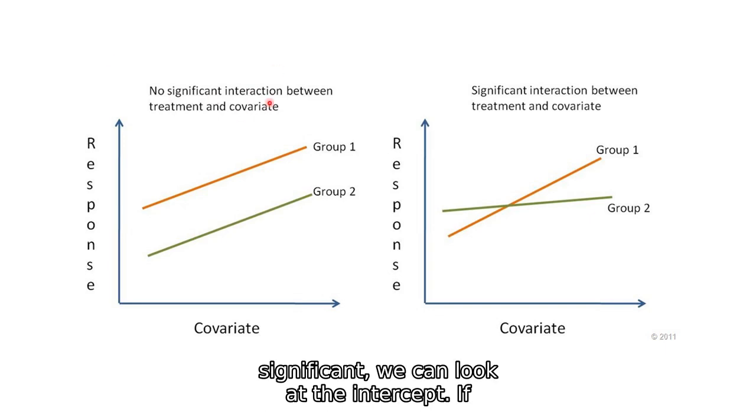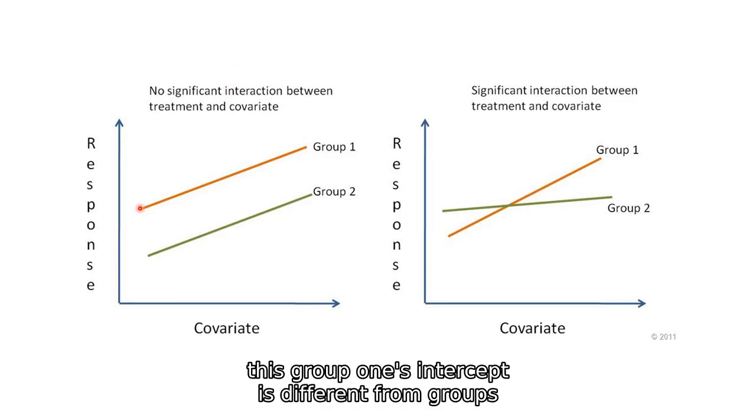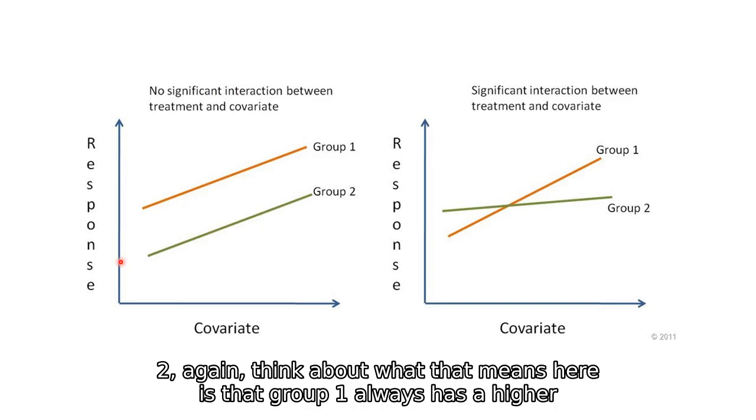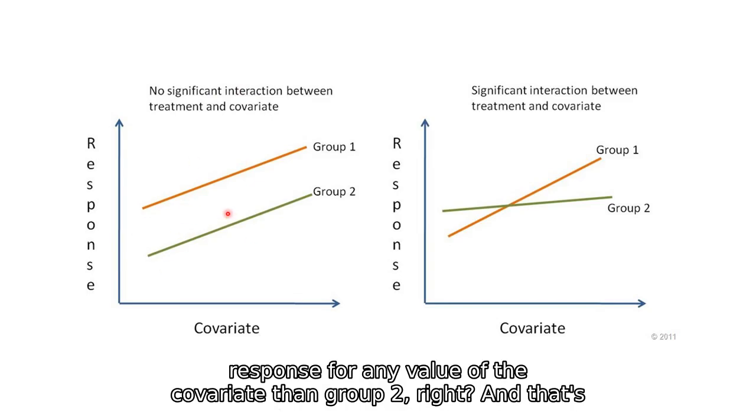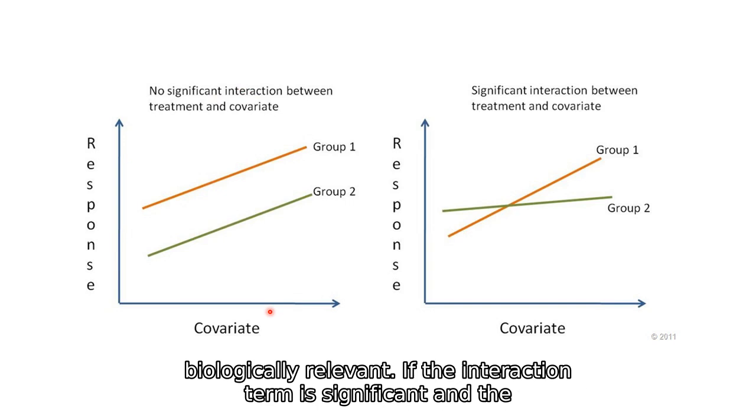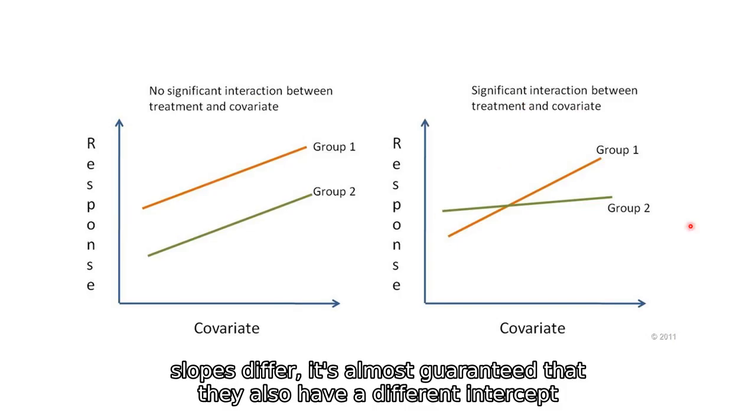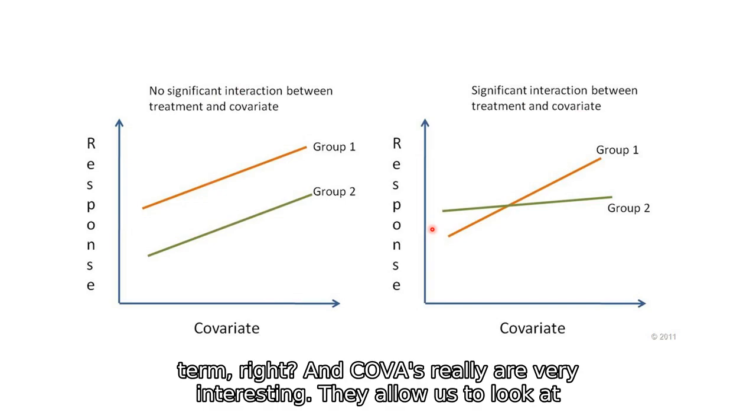Even if the interaction is not significant, we can look at the intercept. If group 1's intercept is different from group 2, think about what that means: group 1 always has a higher response for any value of the covariate than group 2, right? And that's biologically relevant. If the interaction term is significant and the slopes differ, it's almost guaranteed that they also have a different intercept term, right?